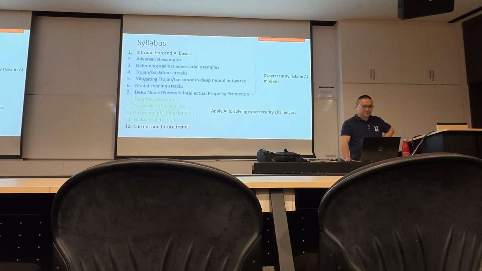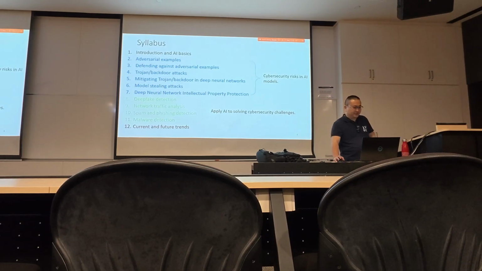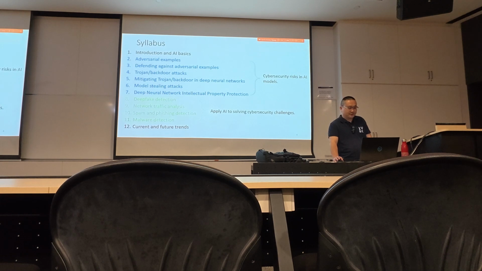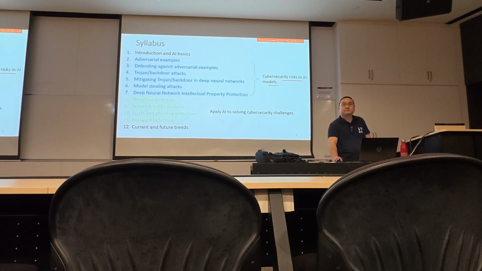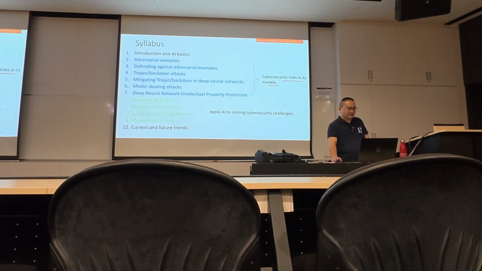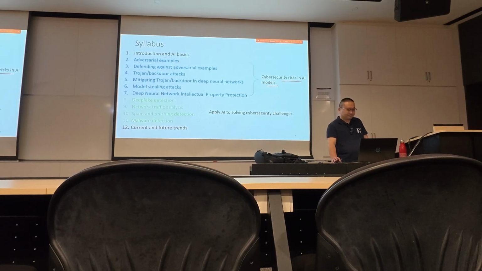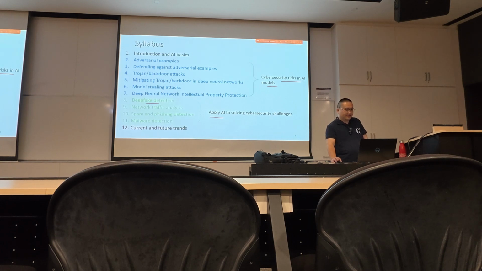And this is the syllabus of the subject. Basically, this subject is divided into two parts. In the first part, we will study the cybersecurity risks in AI models. This part is harder compared to the second part, because we will dive into the risks in AI techniques. The second part is easier, because we just apply AI as tools to solve cybersecurity issues. For example, we will learn how to do deepfake detection, how to do network traffic analysis, etc.